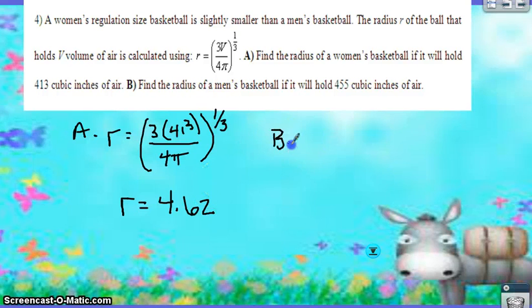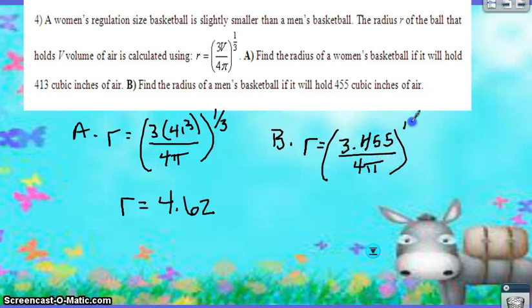For letter B, it says find the radius of the men's basketball if it'll hold 455 cubic inches. Again, radius equals 3 times 455 divided by 4 pi, all raised to the 1/3 power. Go ahead and pause, plug this into your calculator. You should get 4.77.